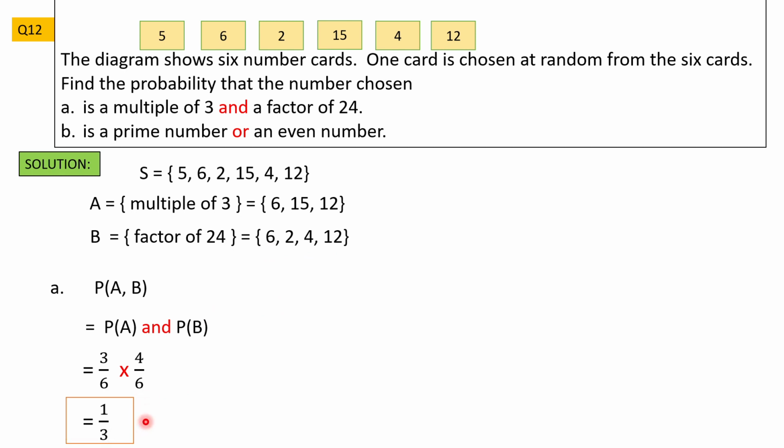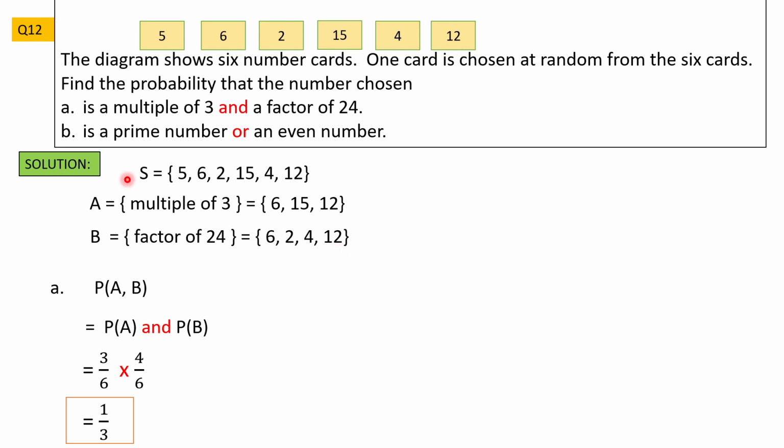Okay, another option, you can find the intersection between set A and set B. So the intersection between set A and set B will be digits 6 and 12. So we have 2 elements. So probability of the intersection between A and B will be 2 over 6, which is also equal to 1 over 3.